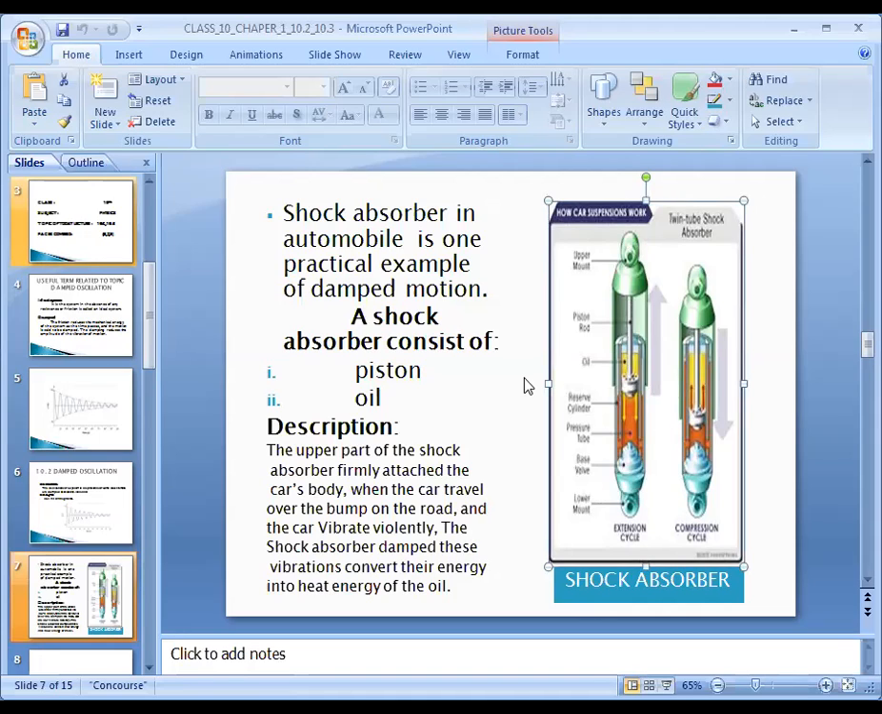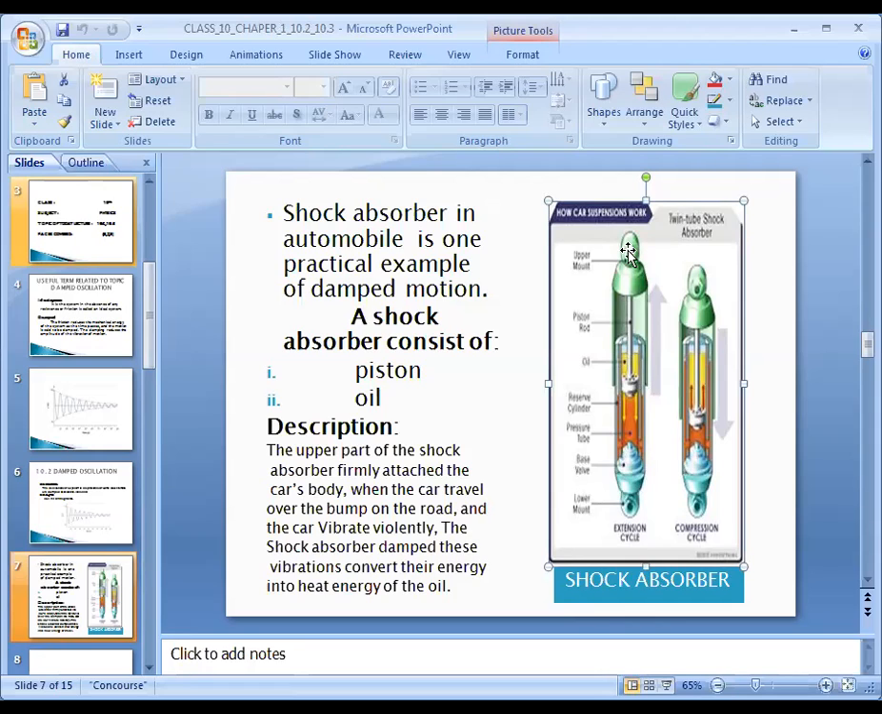Our shock absorber consists of two things. One is the piston, and this is the piston rod, on which the piston is attached. This is the oil inlet, and this is the oil column. What happens when there are no vibrations? The car is not traveling over bumps, so our piston is in its relaxed position, or in the extension cycle.